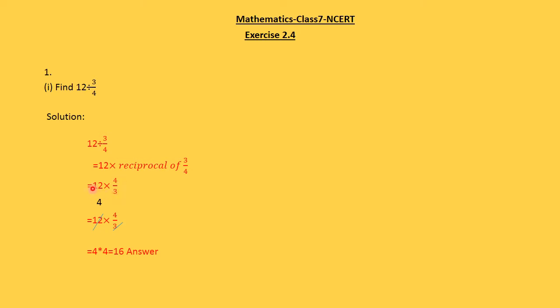Now what is happening? 12 into 4 upon 3, 12 is in the numerator, 3 is in the denominator. So they get cancelled, because 3 in the 3 table we get 12. So 3 4s are 12, and 12 gets cancelled by 4 times. 3 4s are 12, so 4 is left. So 4 4s are 16. 16 is the answer.